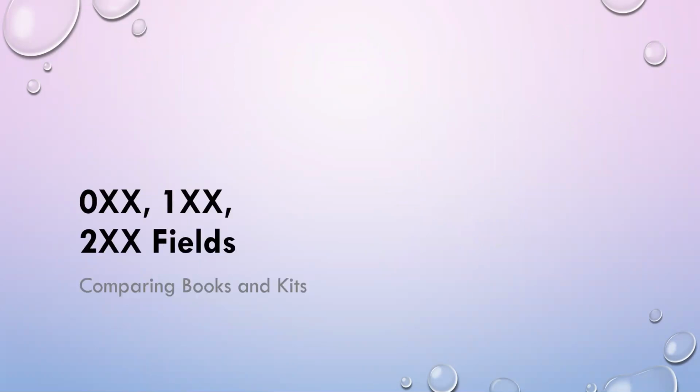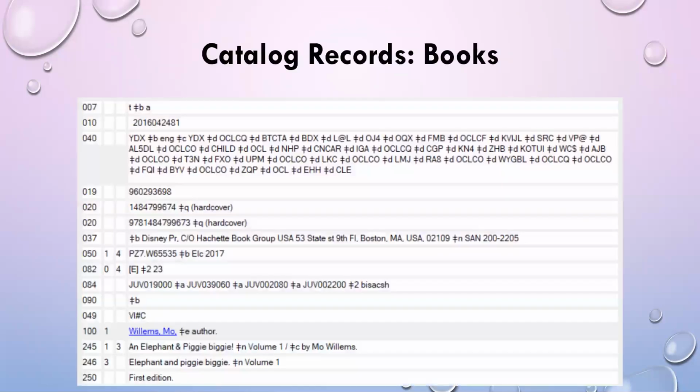Moving on from the fixed field elements, we will take a look at the 0xx, 1xx, and 2xx fields, and how kit catalog records are similar to books and how they differ from books in these fields. This is an example of the 0xx, 1xx, and 2xx fields for a book. Most of you are probably familiar with these fields already, so we will not go into detail on them. Many of these fields are reflected in kit catalog records, which we will look at next.